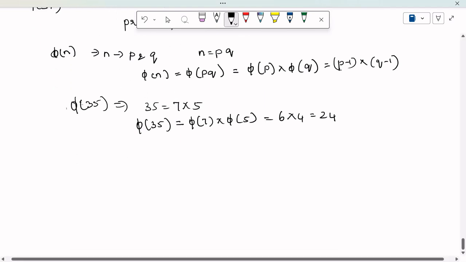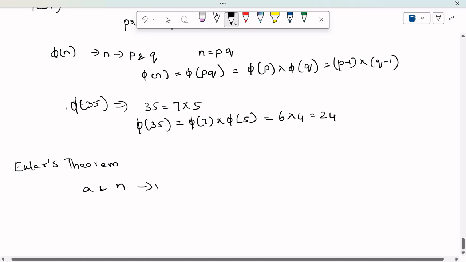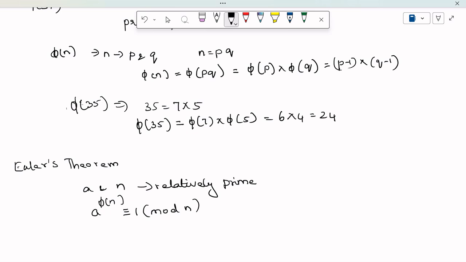So now we can have a discussion on Euler's theorem. So what is Euler's theorem? For every a and n that are relatively prime, a power phi of n will be congruent to 1 mod n. So if I want to check whether a and n are relatively prime, then in that case I can use Euler's theorem.